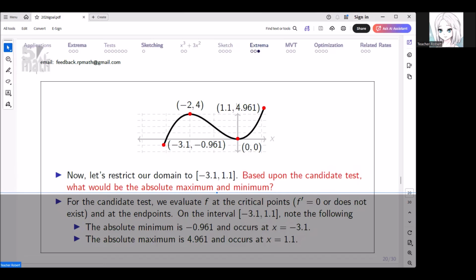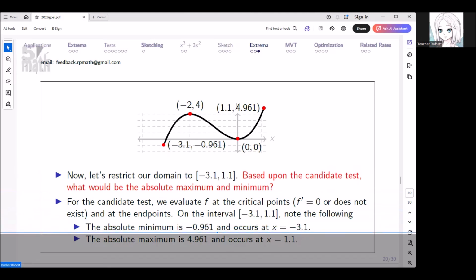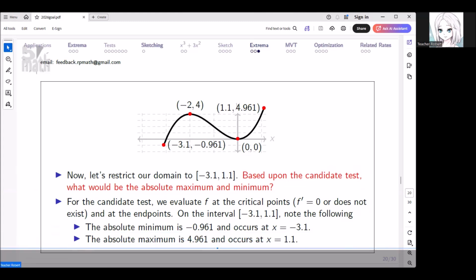Now, let's restrict our domain to [-3.1, 1.1]. Based upon the candidate test, what would be the absolute maximum and minimum? For the candidate test, we evaluate f at the critical points, where f prime equals 0 or does not exist, and at the endpoints. On the interval -3.1 to 1.1, note the following. The absolute minimum is this and occurs at x equals -3.1. The absolute maximum is this and occurs at x equals 1.1.